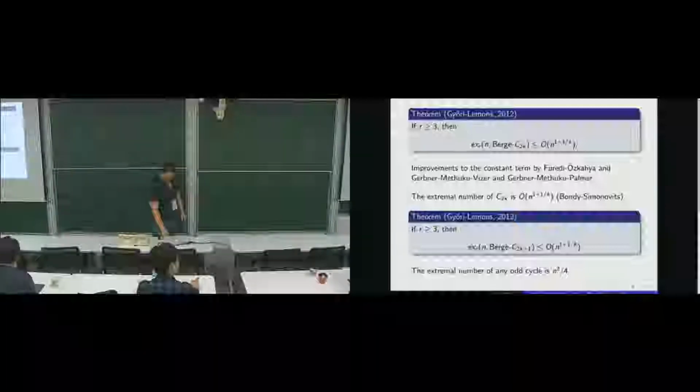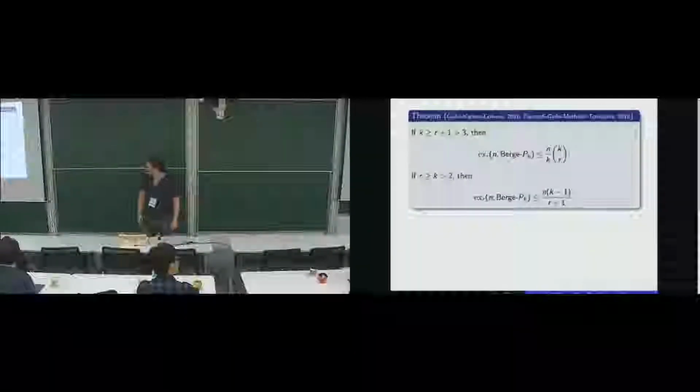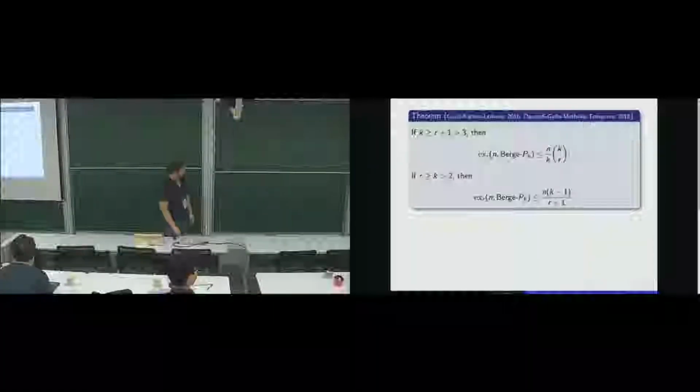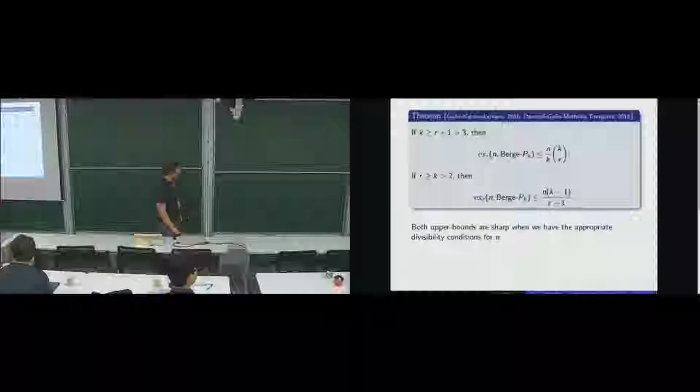Okay, all right. Here's another sort of Erdős-Gallai type result. Forbid a path of length k. So the subscript k there means number of hyperedges as opposed to number of vertices. So this basically gives the complete answer to the maximum number of r-edges you can have. And here it doesn't matter whether r is greater than or equal to k. We basically have a full understanding. Actually, these are both sharp as well.